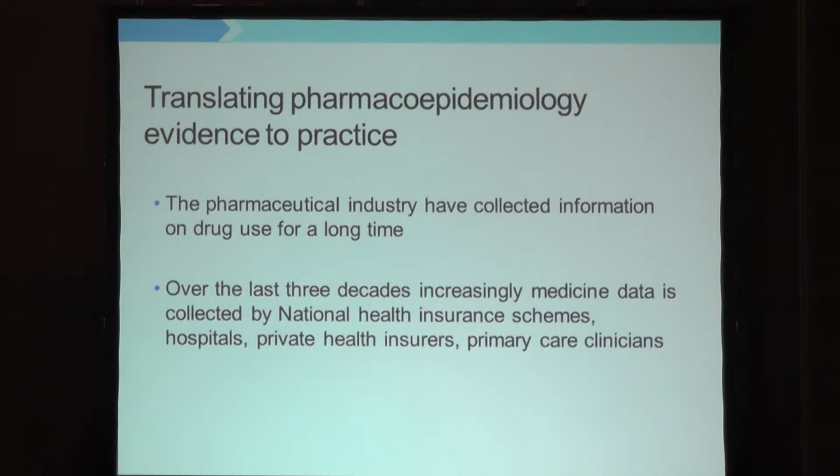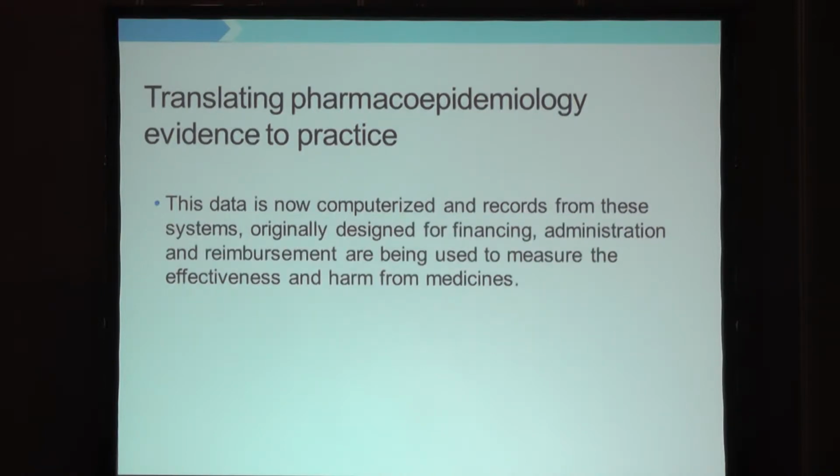As we know, the pharmaceutical industry has collected information on drug use for a very long time. Over the last 3 decades, increasingly medicine data is collected often by national health insurance schemes, hospitals, private health insurers, primary care clinicians. Really a whole range of people are collecting data. And the data now is computerised, and records from these systems, originally designed for financing, administration and reimbursement, are being used to measure the effectiveness and harm from medicines.